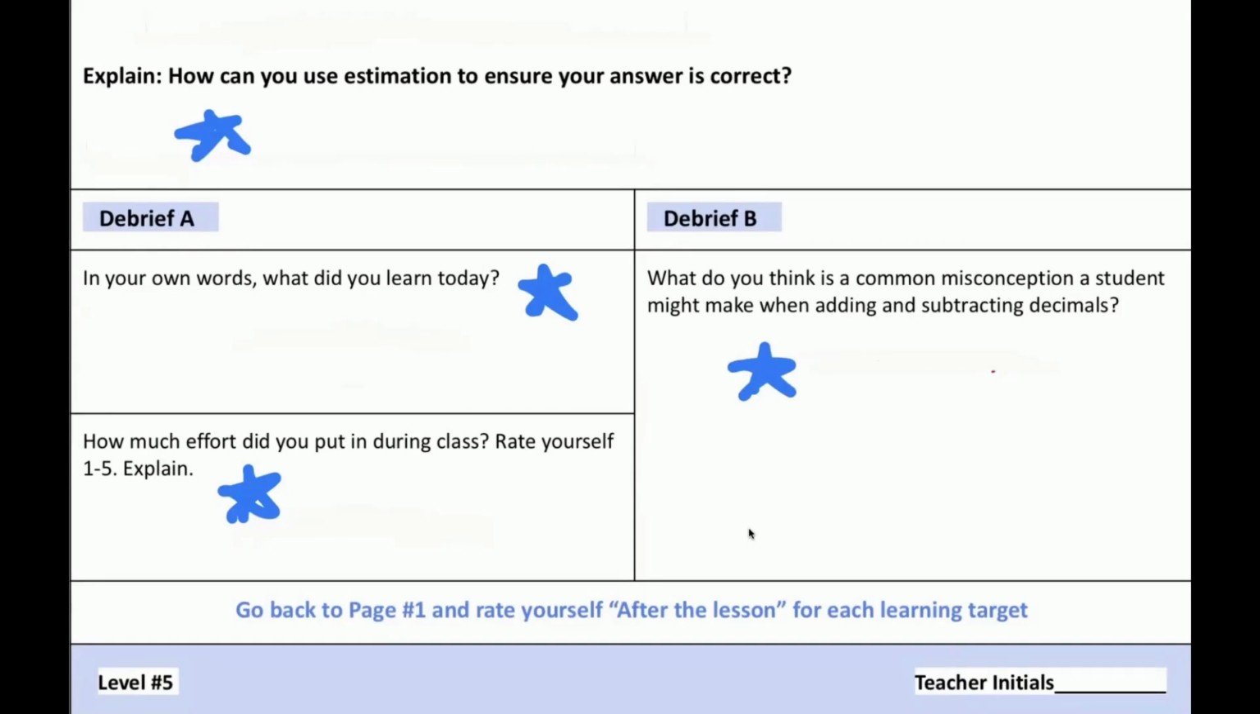Once you've finished all of page 6, you're going to go back to page number 1. At the beginning of today's lesson, we rated ourselves on our learning targets 1 through 5. Now that we've gotten more practice, rate yourself 1 through 5 under the section after the lesson. Remember, this is on page 1. And as always, don't forget to check in with your teacher and get feedback.